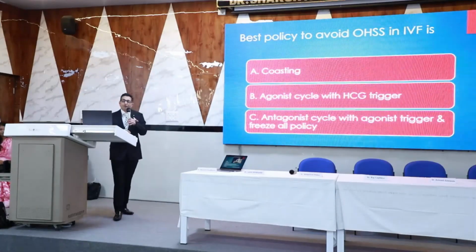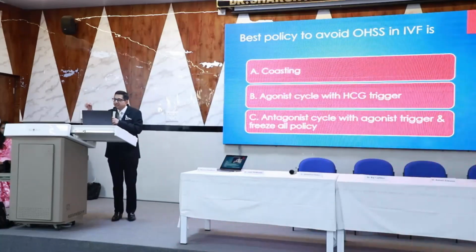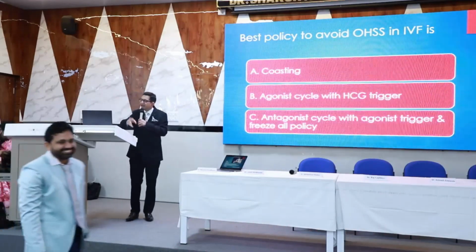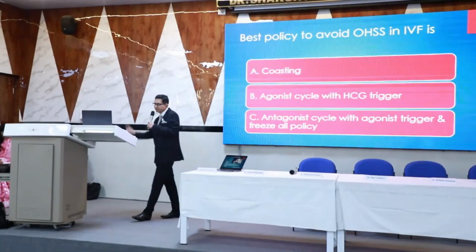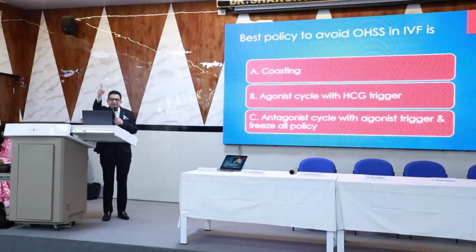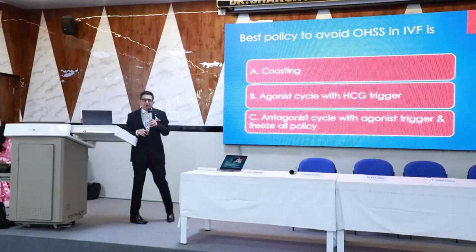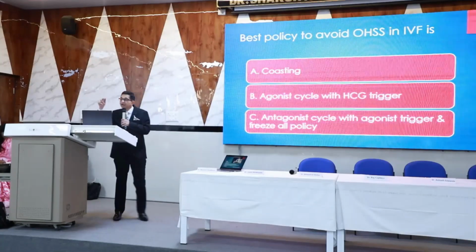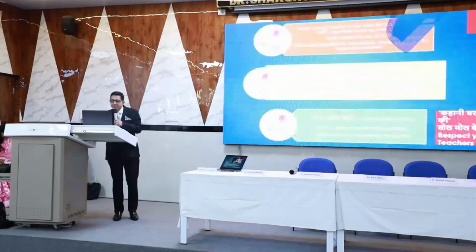The best policy to avoid OHSS in IVF is freeze-all policy, agonist cycle with HCG trigger, or antagonist cycle with agonist trigger and freeze-all policy. A, B, C? It is C. And that is what we are going to learn, because soon you will start an IVF center, then you will come to know how to manage a case of IVF and PCO. But the answer is C.